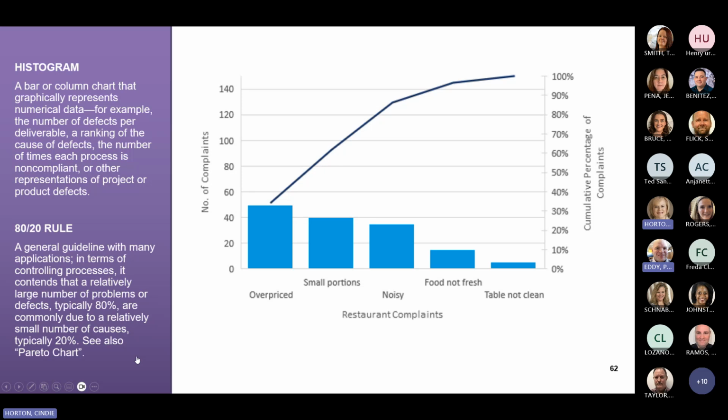And although it analyzes data sets related to a specific problem or issue, it does not define the root cause of the problem. For example, in this chart, we find that the largest number of restaurant complaints are related to the food being overpriced. This does not tell us, however, what the cause or causes of the food being overpriced is. This is where our fishbone analysis, of course, would come into play.